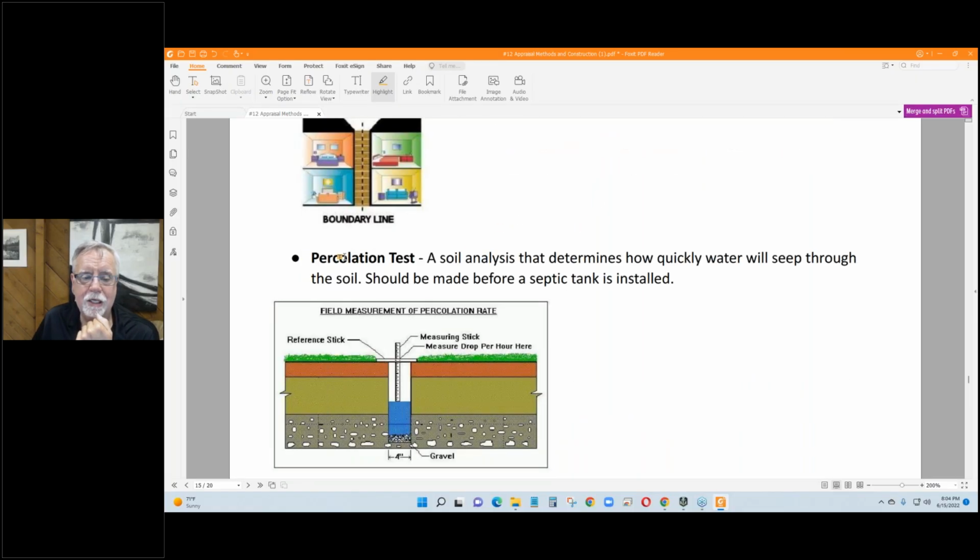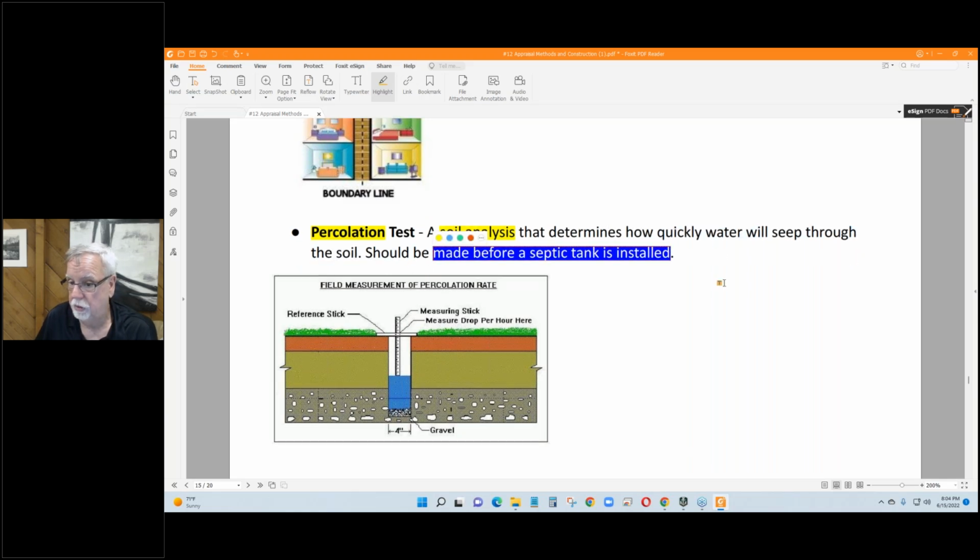A percolation test is a soil analysis that is looking at how water percolates through the ground, like a coffee maker percolates, and the hot water goes through the ground and makes the coffee. It was the original juicing, right? The hot water goes through the grounds. That's called percolation. That's what the test is. It would be made before septic tanks are installed.